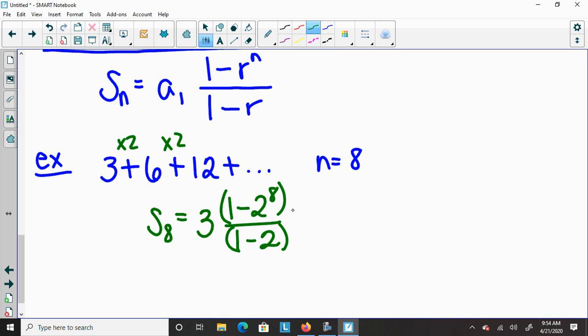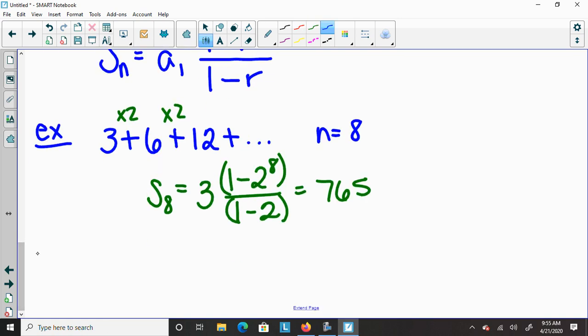Fine. So I haven't done this one yet. I just made it up. So let me do that real quick. We've got 3 times 1 minus 2 to the 8th divided by 1 minus 2. And that is 765. Okay, so if you kept going till you got to the 8th term and then you added all those up together, you get 765. Okay, now we'll do a summation notation one.